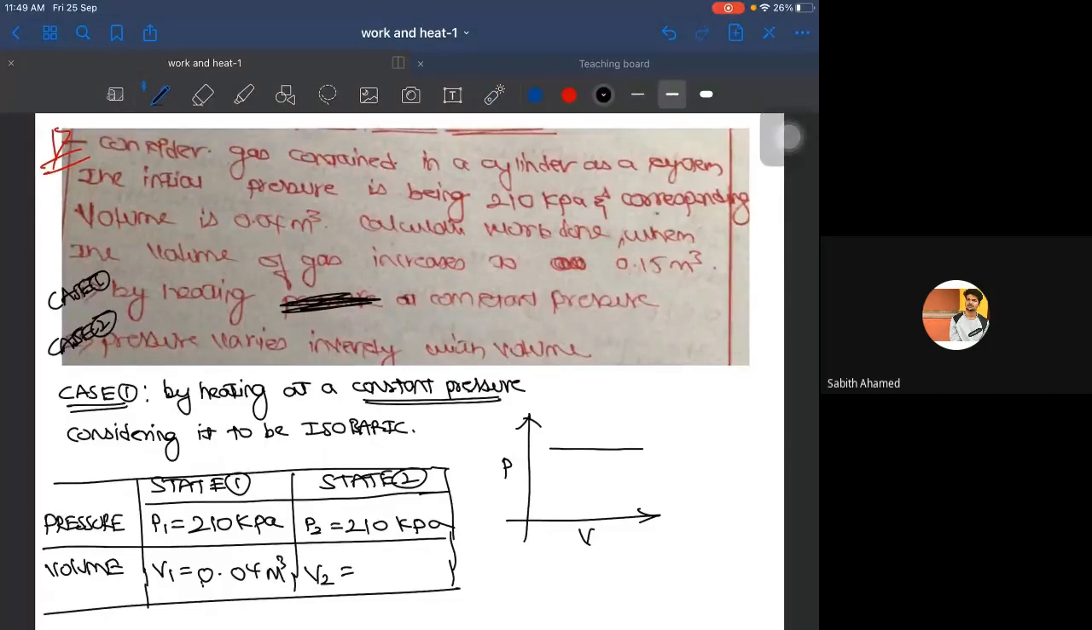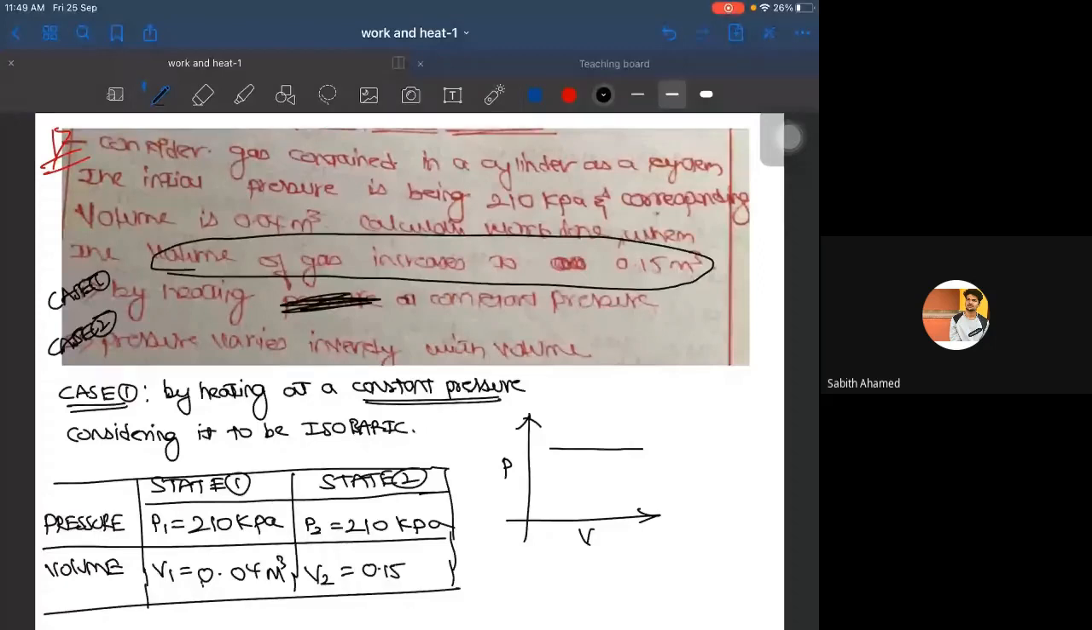Calculate the work done when the volume of the gas increases to 0.15. That means 0.15 will be the final state. That means the volume is being increased. Yes or no? If the volume is increased, it should go towards the positive side of the x-axis. So that's why this is state 1 and state 2. Clear? Any doubts? Any doubts, guys, up till now?